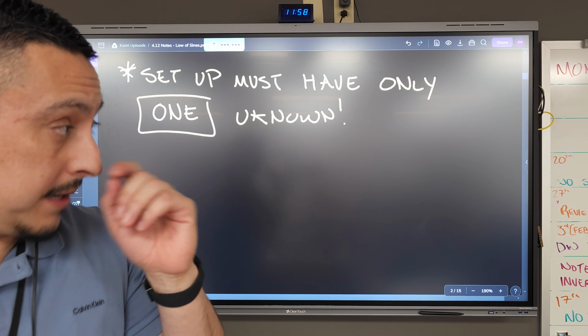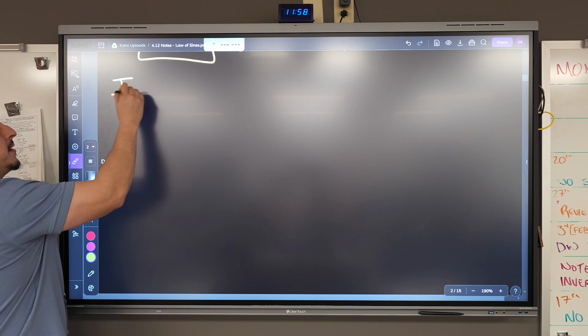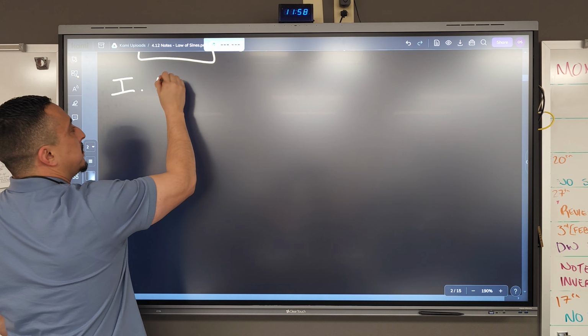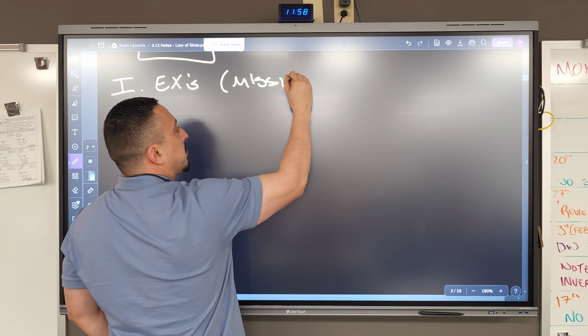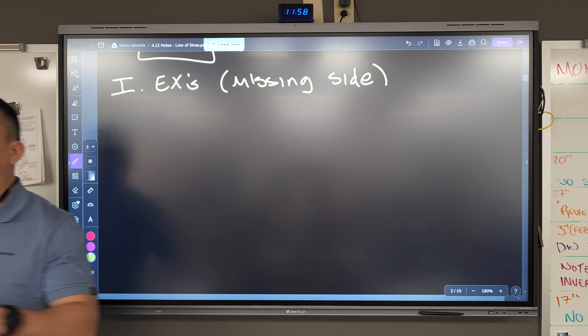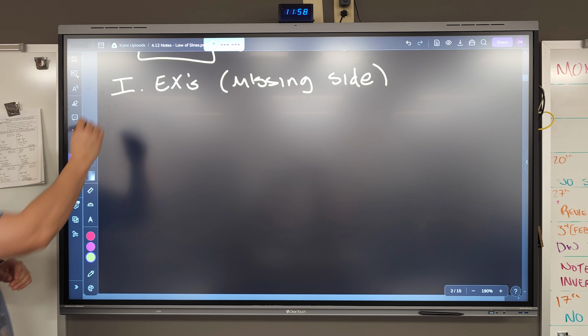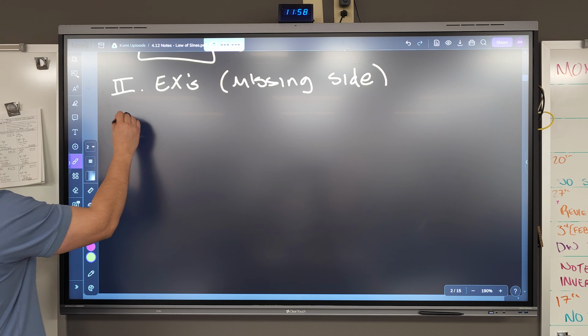Examples. This first type will be missing side. Okay, so part one, examples, missing side. And then we're going to do part three, so this will be part two actually, where we're going to do missing angle. So number one.